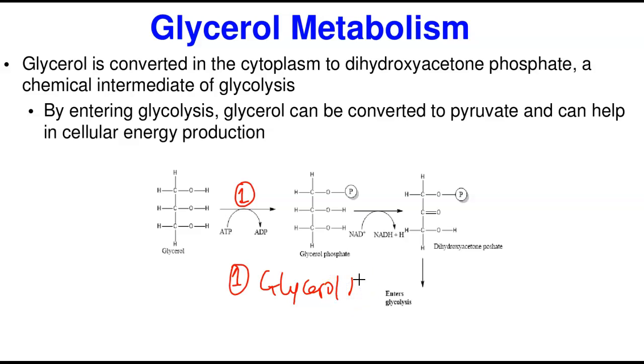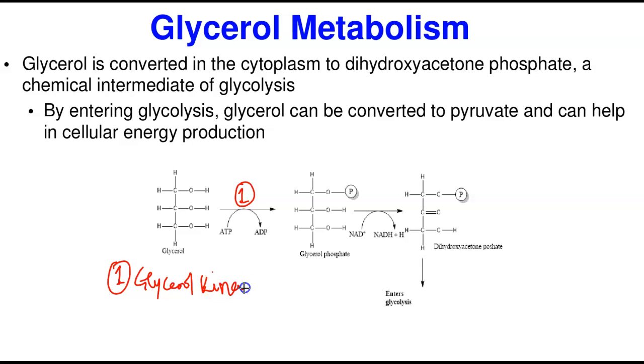This enzyme is called glycerol kinase. A kinase is an enzyme that transfers the phosphate group from ATP. In the second reaction, glycerol is converted to glycerol phosphate. Then glycerol phosphate undergoes dehydrogenation, or you can say oxidation, because oxidation is the loss of hydrogen. Look at what is happening. It loses this hydrogen and forms a ketone here.